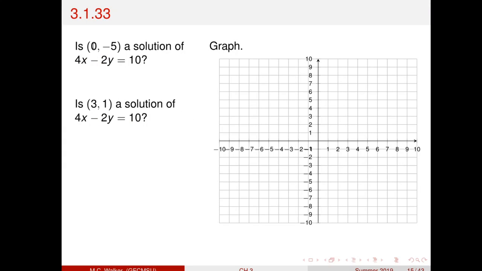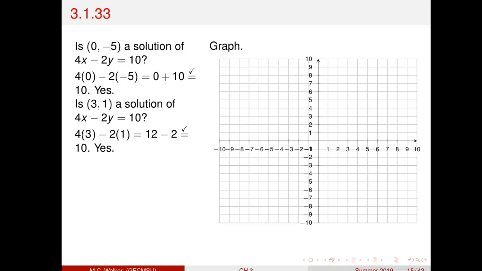Let's see if (0, -5) is a solution to 4x minus 2y equals 10. 4 times 0 minus 2 times -5 is 4 times 0, plus 2 negatives make a positive, 0 plus 10, and 10 is equal to 10. So yes, it is a solution. What about (3, 1)? Is that a solution of this line? 4 times 3 minus 2 times 1. That's 4 times 3, 12, minus 2 times 1, 2. 12 minus 2, that's 10. Yes, it is also a solution.